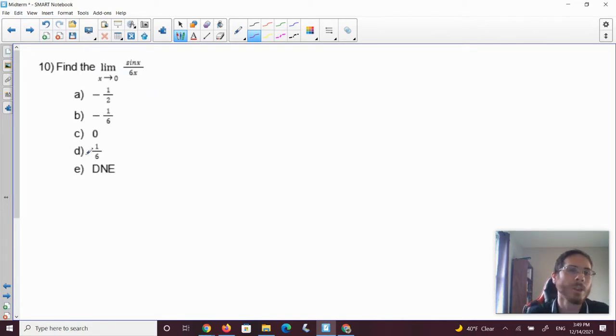All right. For number 10, we have to find this limit, and there's a couple ways to do it. You could do it like unit 1 and just pick 1/6. If you did it with L'Hopital, you could check sine of 0 is 0. 6 times 0 is 0, so you do get 0 over 0.